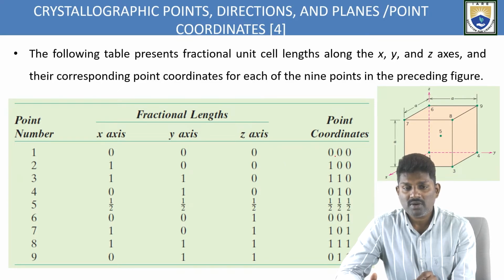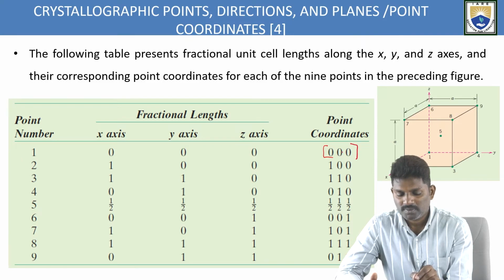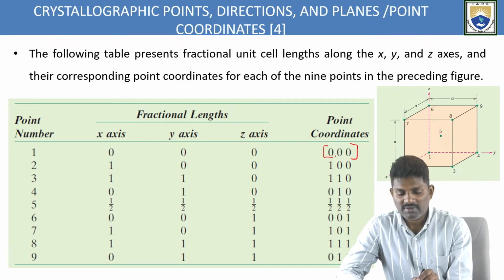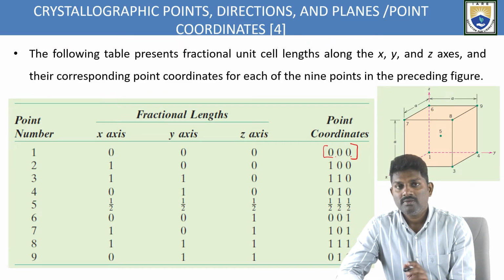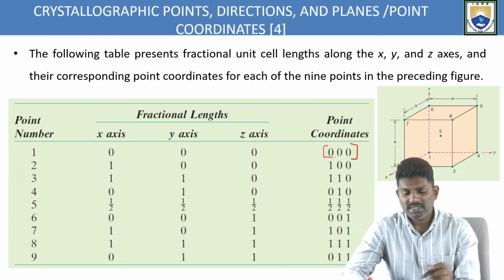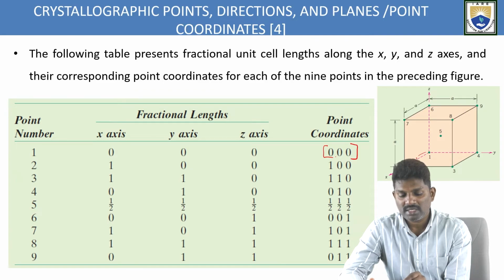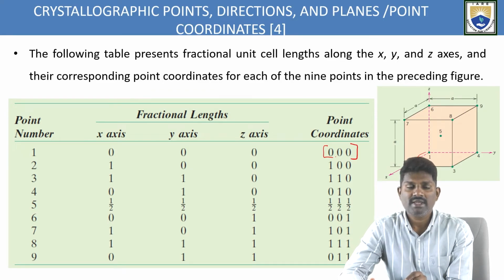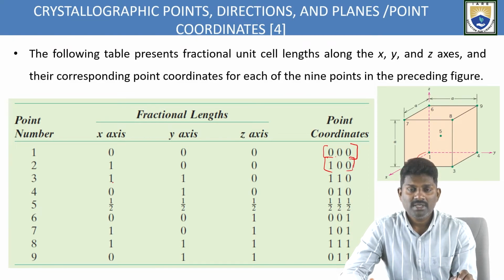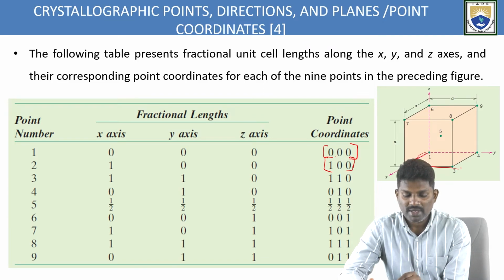So how to represent the point coordinates? As 0, 0, 0 within brackets. We are not giving any commas in between, so we have to represent them without commas. If you see point 2, what is the distance? Only along the x direction we have. We don't have any distance along y and z. That's why it is 1, 0, 0. Coming to point 3, you have along x, along y. There is no distance along z. So 1, 1, 0.